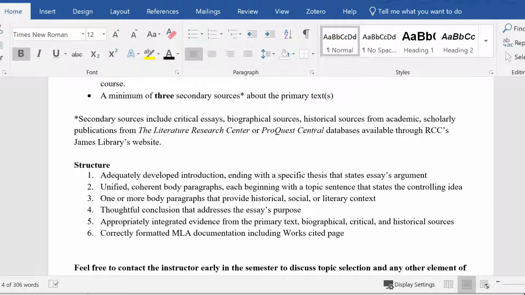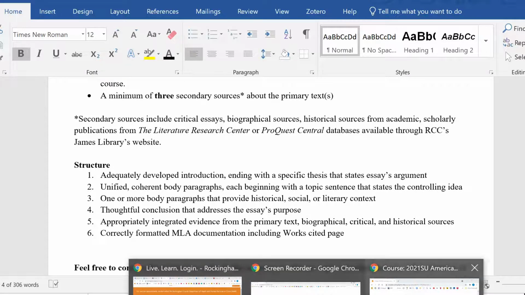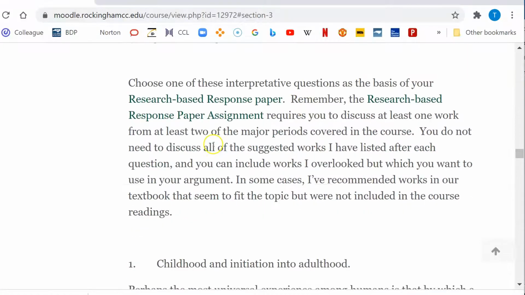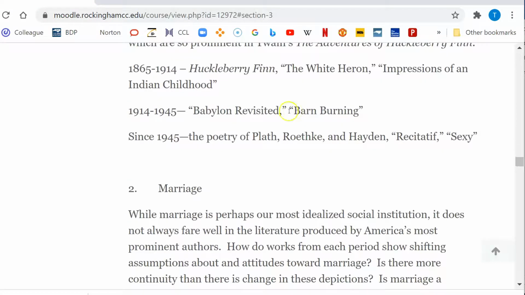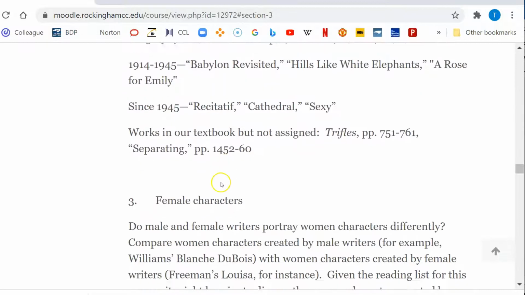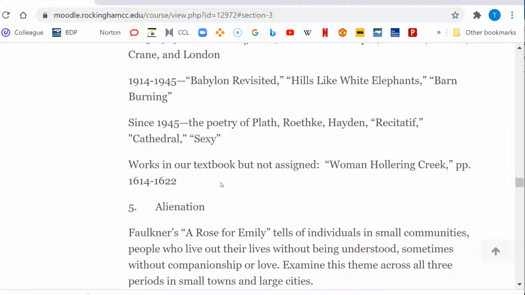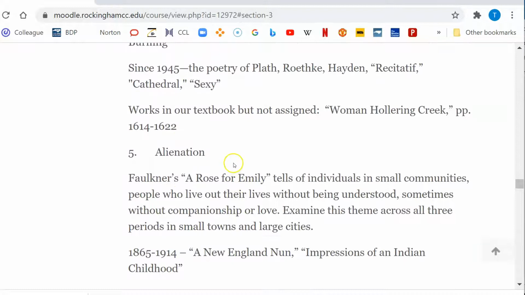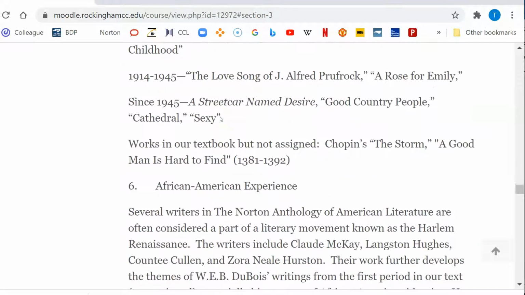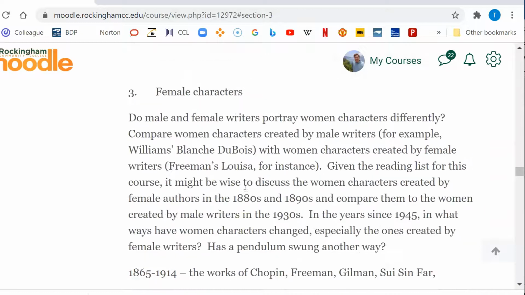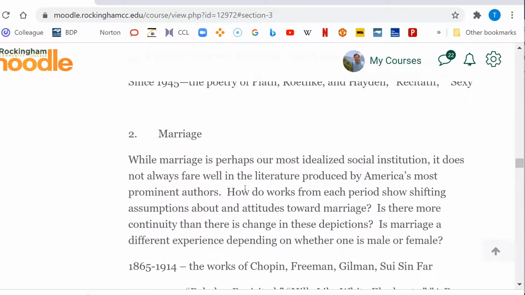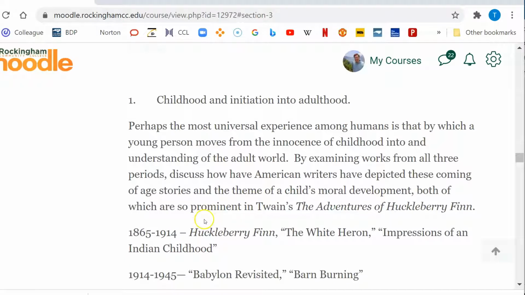And if we go back to Moodle, the interpretive questions are set up this way. There are a number of themes: childhood, initiation into adulthood, marriage, female characters, male characters, this theme of alienation, which is common in literature, especially 20th century, and the African American experience. Those are six general themes that I've identified. I present a specific interpretive question for each one of these, and then I list some works that you might consider.